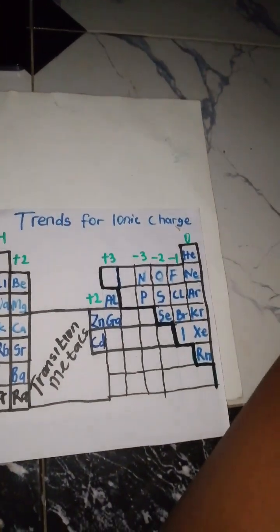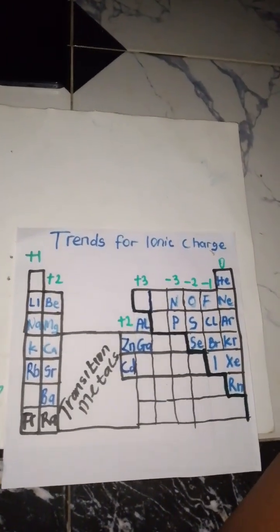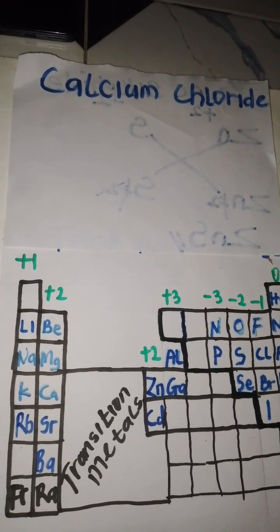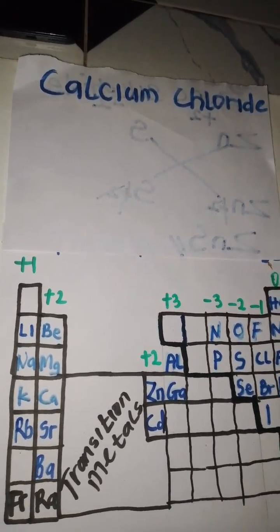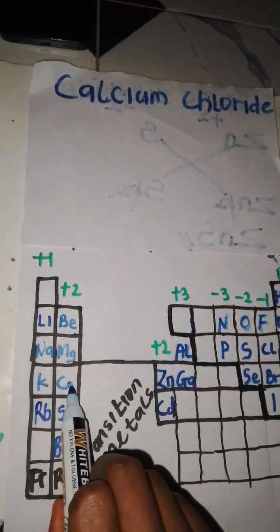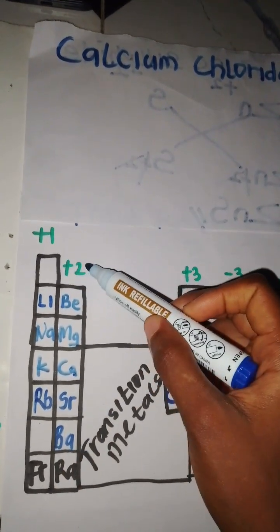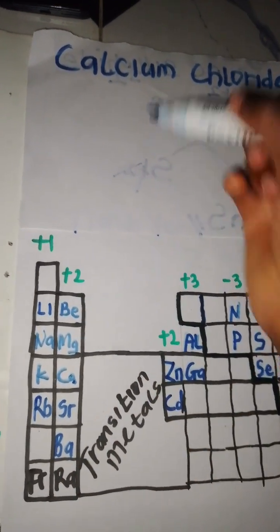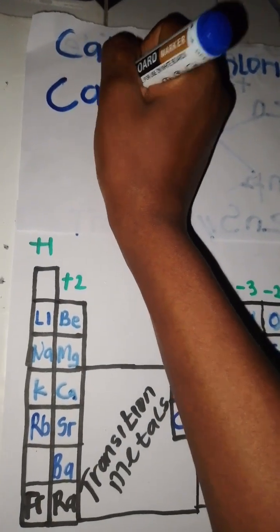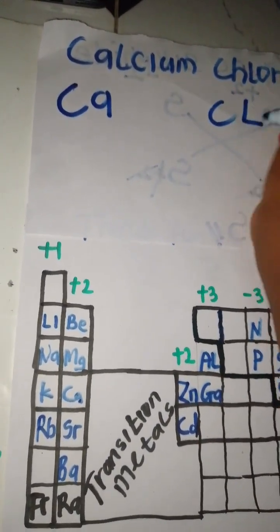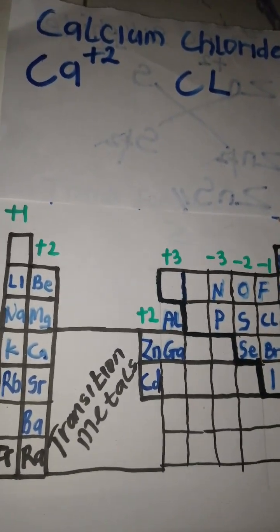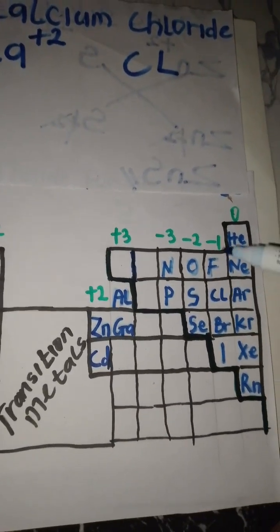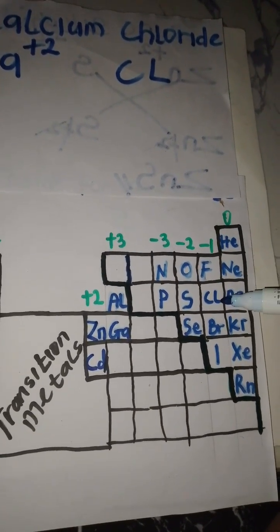The last but not the least is calcium chloride. Number 1, we said you should identify the ion. Our calcium is +2, so we write our calcium chloride, +2. Then our chlorine falls under the -1.